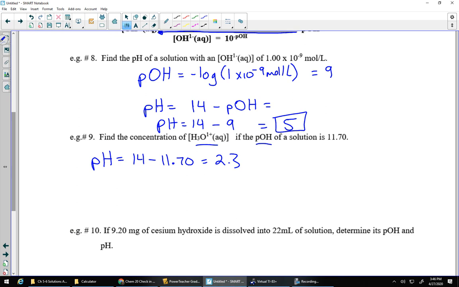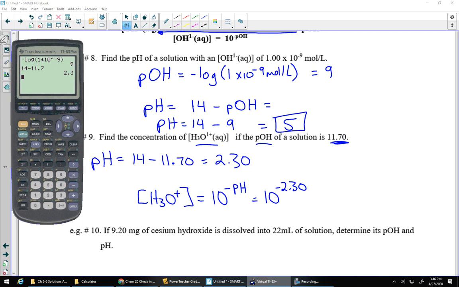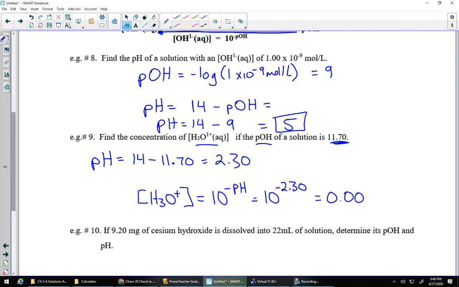Next thing that I want to do, and if I'm using sig digs 2.30 technically from the original up here, I want to say, okay, well my concentration of H3O is going to be equal to 10 to the power of negative pH, which is 10 to the power of negative 2.30. So 10 to the power of negative 2.3 is 0.0050 moles per liter. Nice. So in that one, we're given the pOH, we can use that to find our pH, and then from pH to hydronium ion is easy.